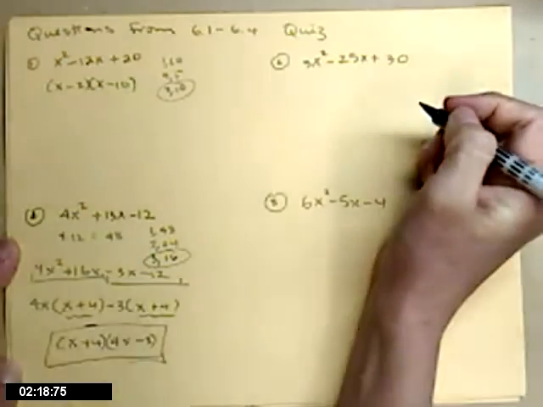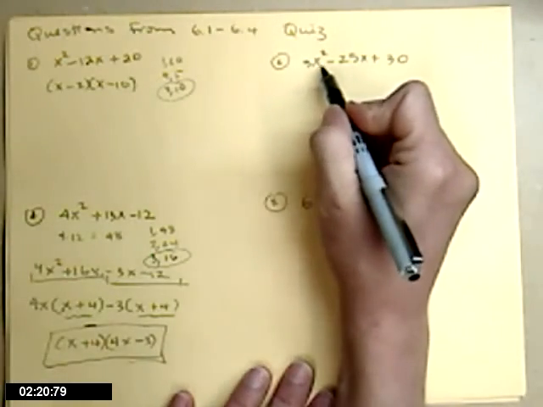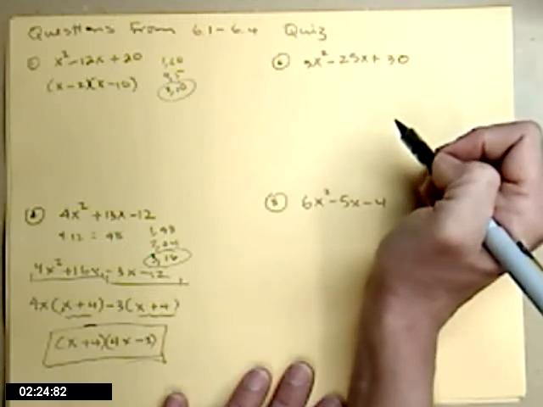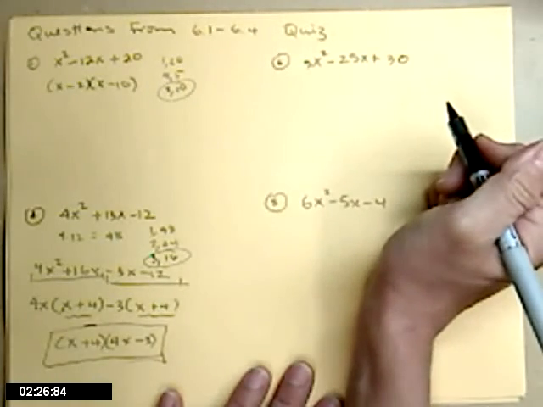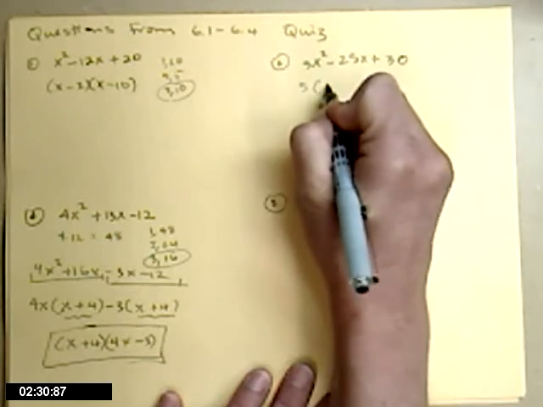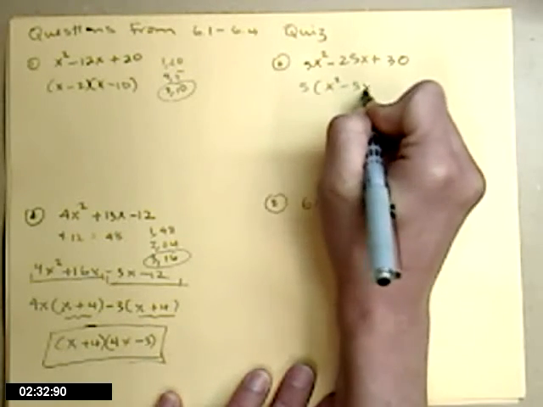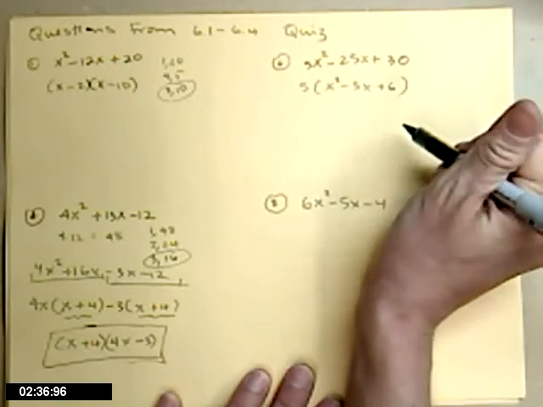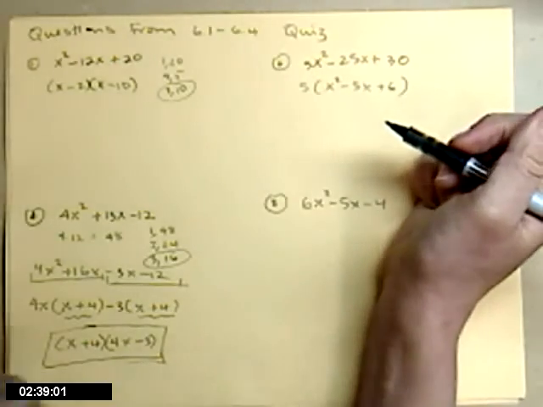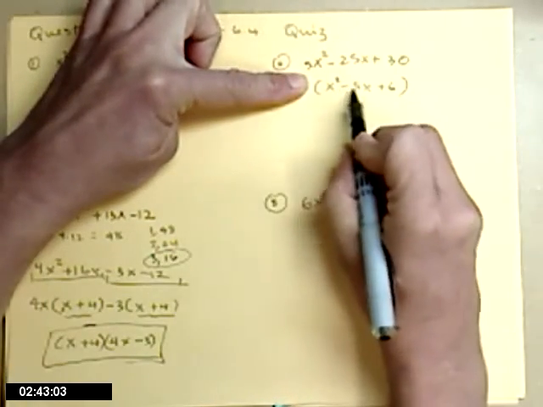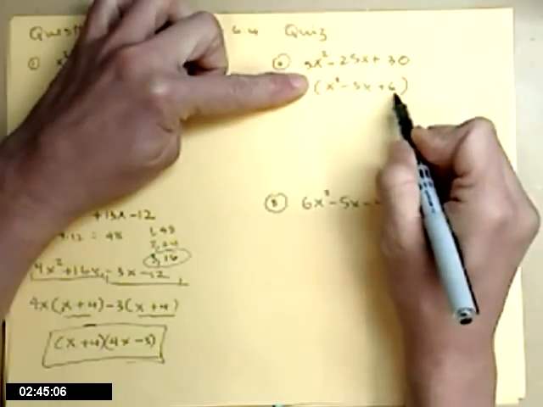Alright, number 6. So first thing to look at on number 6 is that there is a 5 that goes into all 3 terms in my trinomial. So even though my leading coefficient isn't 1, it's a 5, I can bring that 5 out. So factor the 5 out to start with. So divide 5 into each of the 3 terms. So now that 5 is going to be there in my answer, but I'm going to ignore it for just a second and just look at the x squared minus 5x plus 6.